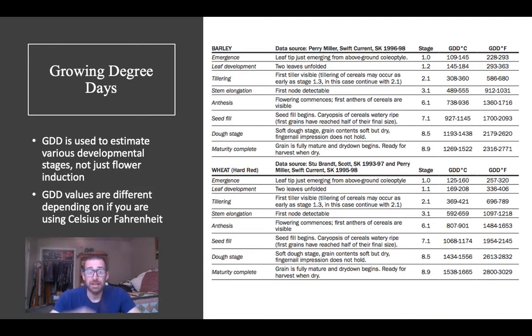Now, like I said, growing degree days is really neat because with them you can calculate or at least estimate when your plants are going to reach different stages. And it's not just flower induction, but it ranges the gamut from emergence to stem elongation, when you're going to detect the first nodes, when it's mature, when the seeds begin to fill for different species. Right, so it's helpful from that management standpoint. And you can also calculate this in both Celsius and Fahrenheit.